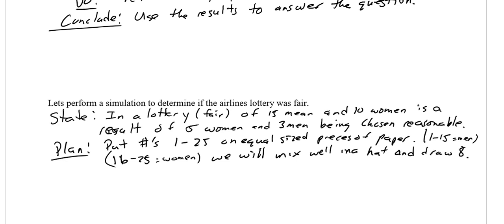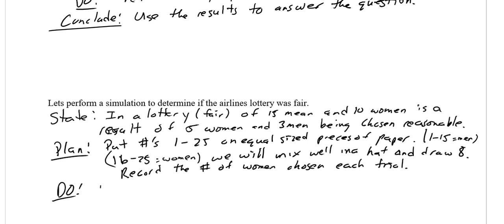Record the number of women chosen each time, each trial. Because what we're really interested in is 5 women: when more than half the applicants were men, only 3 men were chosen and 5 women were chosen. Okay. So we want to know. Now do. Repeat the simulation many times. And that could be 20 times, 30 times, but many times.